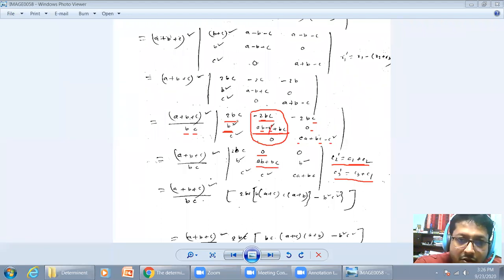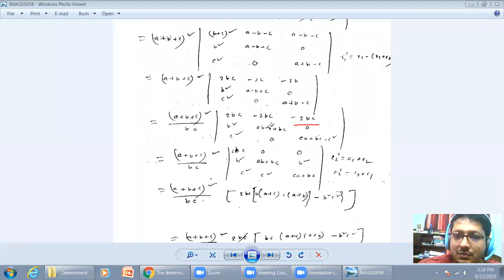We remove B square, B square. And when we add 0 plus C square, that means C square. And C3 plus C1: minus twice BC plus twice BC, that means 0. 0 minus B square plus B square, that means B square. CA plus BC minus C square plus C square, that means C square is removed here and we have CA plus BC.